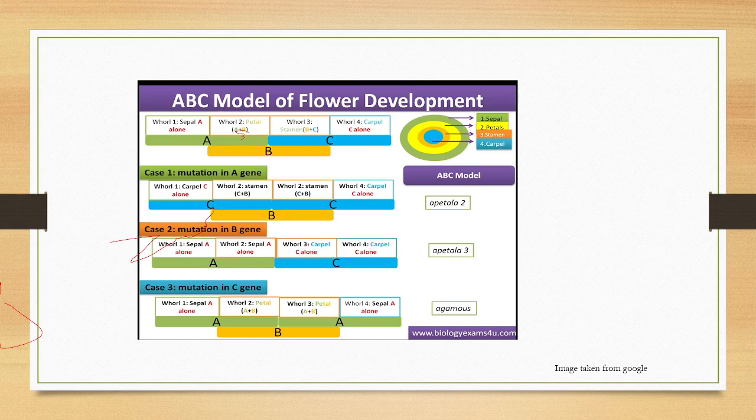This means that yes, if class B genes are mutated, then it will feminize the plant, because stamen formation can take place only when there is B plus C. If B is mutated, only C is there, then it will form carpel. So therefore if B gene is mutated, it will feminize the plant because only the female reproductive part would be present. Fine. So this is the mutation study, and this particular figure that I have provided here indeed is very important.